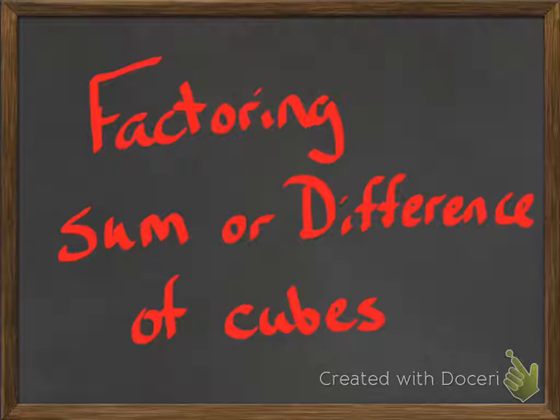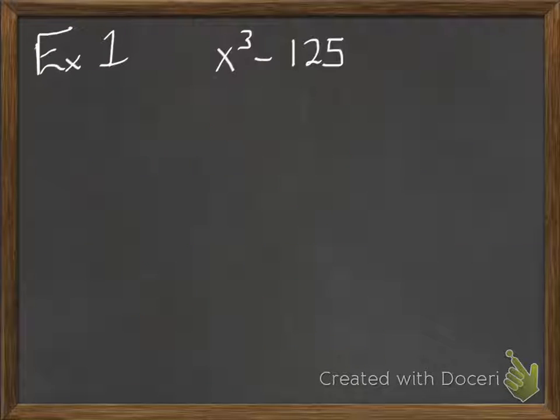Factoring the sum or difference of cubes. So just like on yesterday's lesson, this is going to be a binomial. You should be able to take the cube root of both terms, but unlike yesterday, you can either have a plus sign or a minus sign that separates the two.